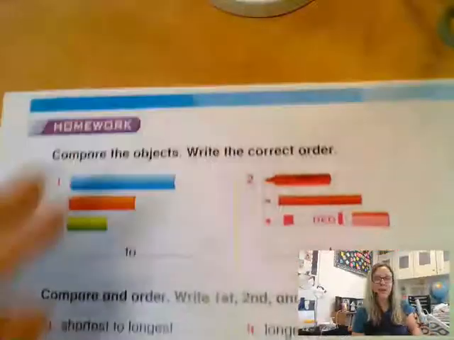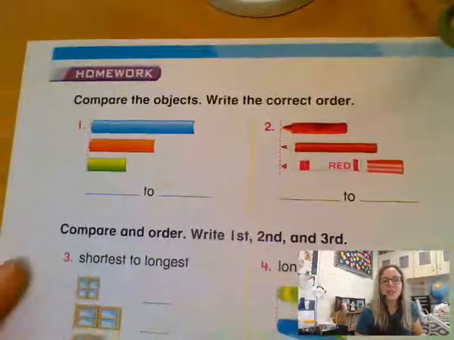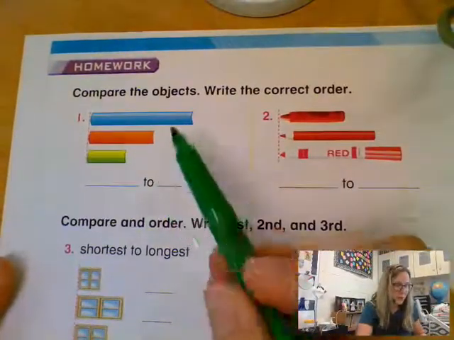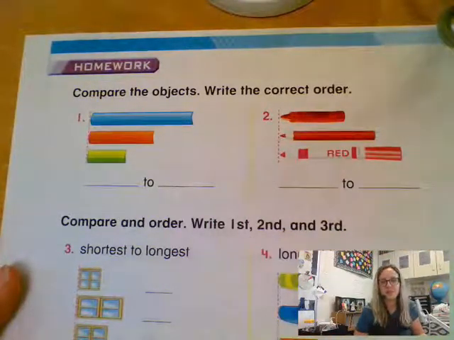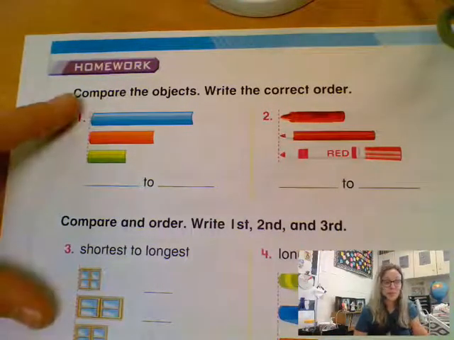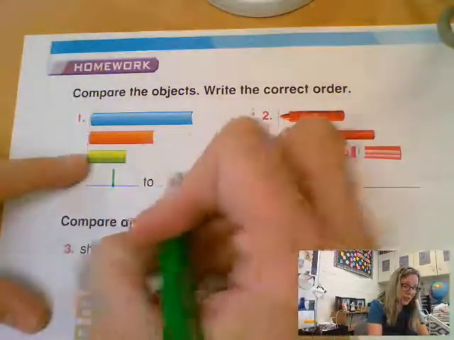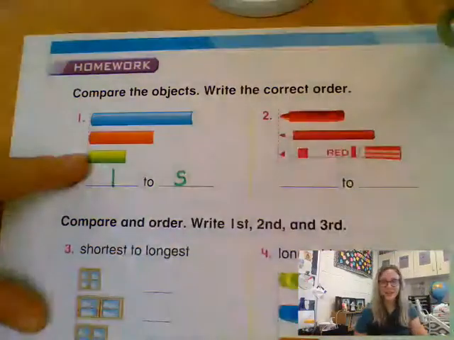Moving on now to the back page, we're looking at the ribbons. It says, looking at the ribbons, are they in order from shortest to longest or from longest to shortest? Yeah, the blue one's the longest, so these are from longest to shortest, L to S.